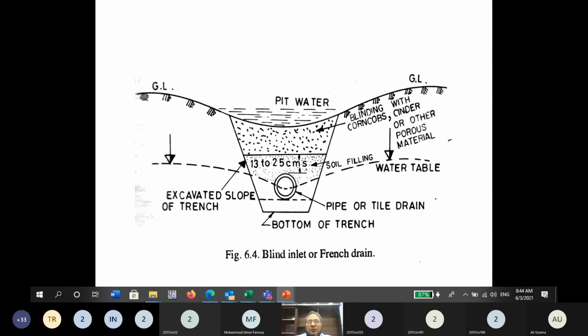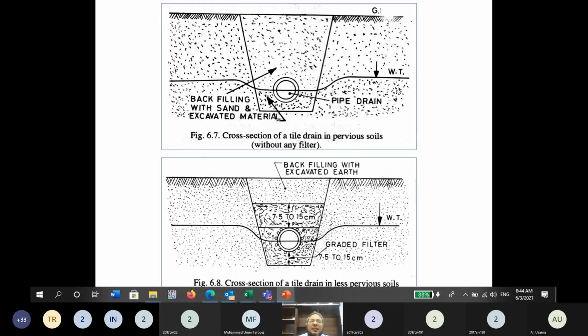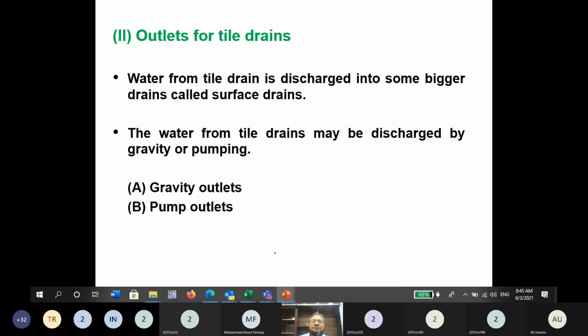So this is also an inlet, one more inlet, in which just a filter material is provided, and the water in this way goes to this drain. This is called a tile drain. Again, these are the figures in which there is a filter material, and the water from the surface comes like that, and it lowers the water table. The same is the case in this figure.